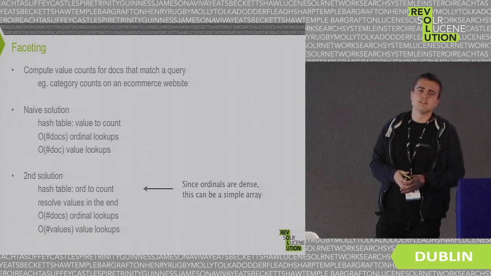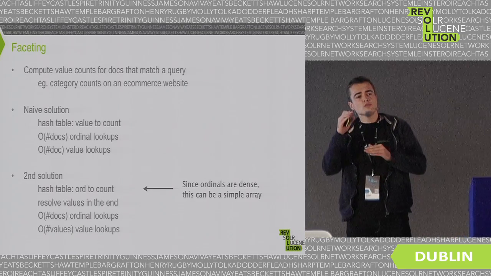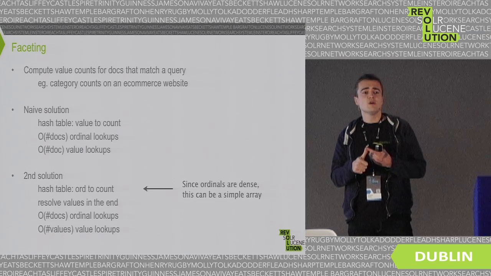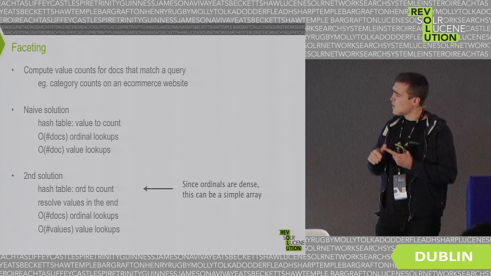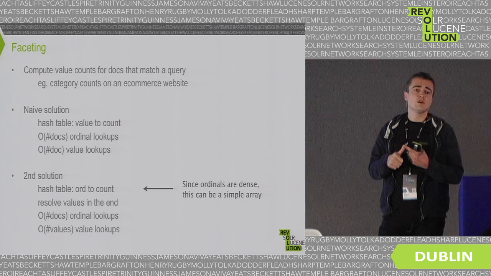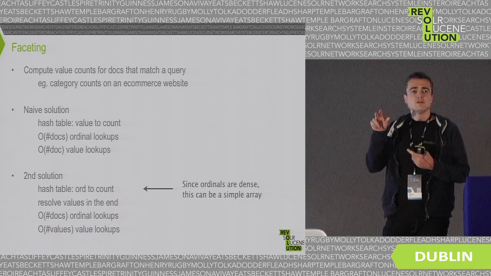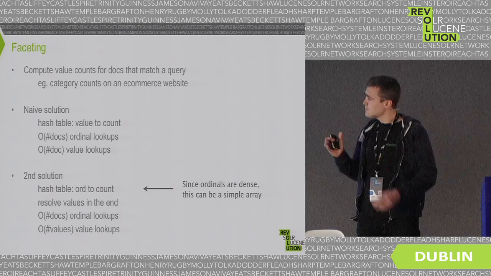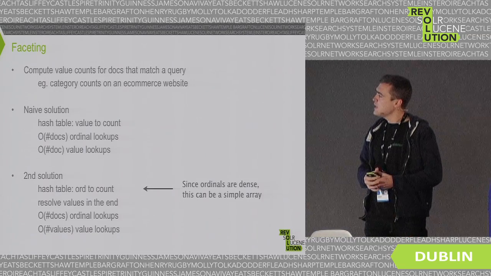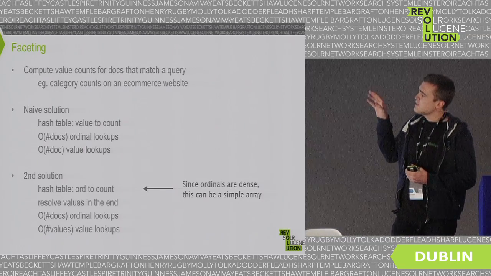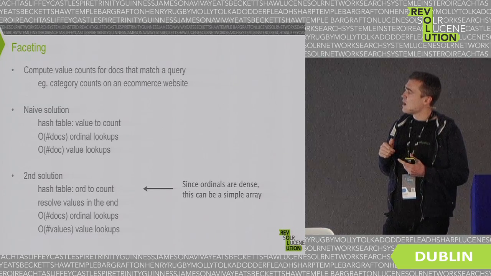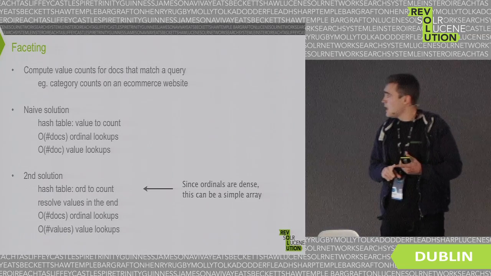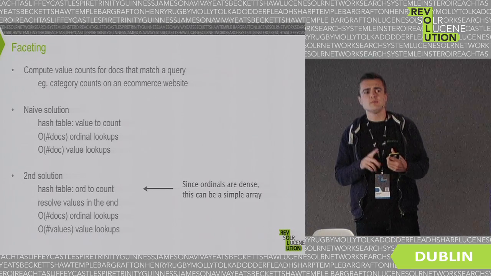So let's try to implement it. A very first naive solution would be to go through the matching documents, and for every matching document, get the list of ordinals of terms associated with it, and for every ordinal, get the value, and put them in a hash table in order to aggregate the count. This would work. The cost of this naive solution is that you are going to do something which is linear in the number of matching documents for ordinal lookups, and again linear in the number of matching documents for value lookups. So let's try to do something better now.